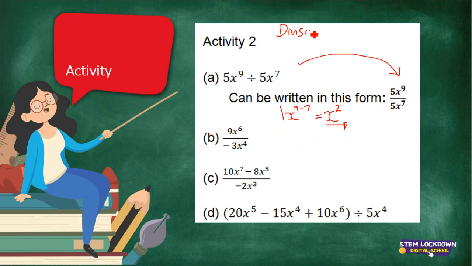Okay, this will help you a lot. If, for example, I'm dividing a positive number by a positive number, your answer will be positive. Right? For example, 2 divided by 2, answer is 1, which is positive.